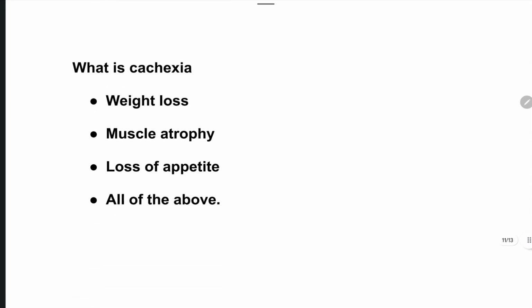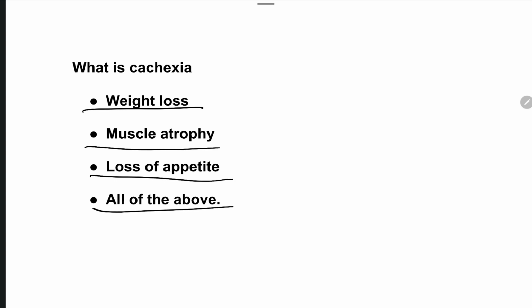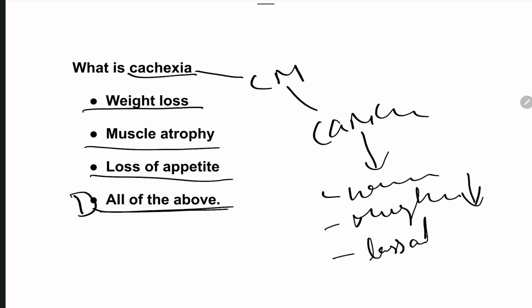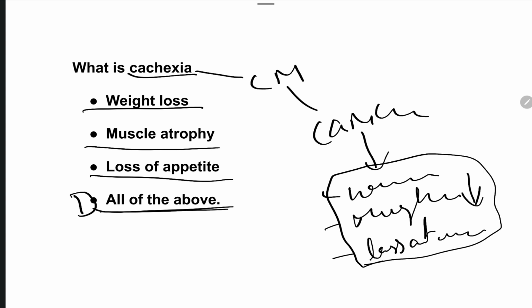The next one is, what is cachexia? Options are weight loss, muscle atrophy, loss of appetite, all of the above. So the right option is option D, all of the above. Cachexia is a clinical manifestation we can see in the case of cancer. In cancer, the patient will have weight loss and muscle atrophy. Atrophy is nothing but decreasing of muscle consistency, and loss of appetite. All these bad clinical features we can see in the case of cancer are called cachexia.